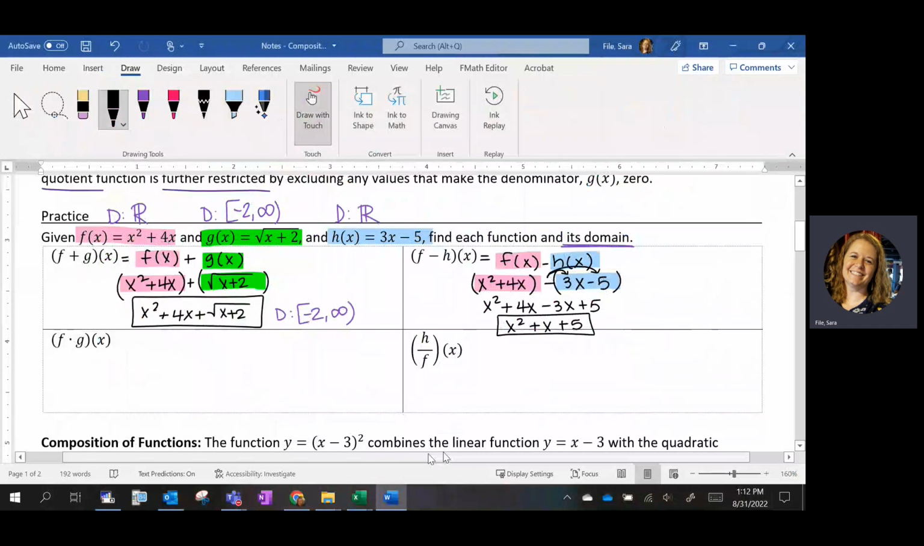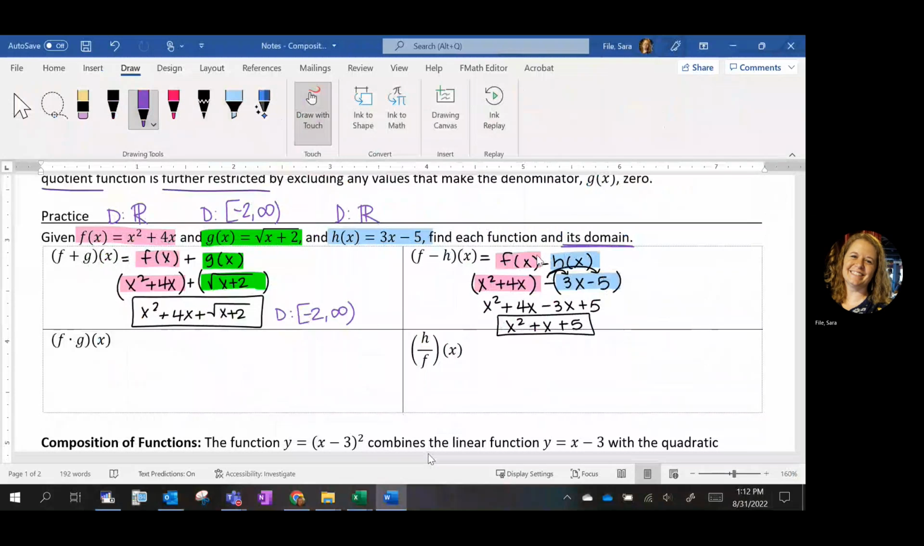Are we okay with that? What are the domains of those original two functions, f and h? Both are all reals. So their combined domain is all real numbers. And it makes sense. This is a quadratic, right? Which should be all real numbers.